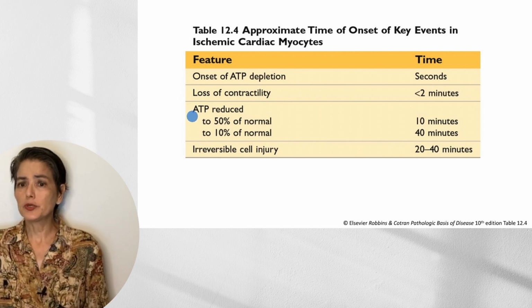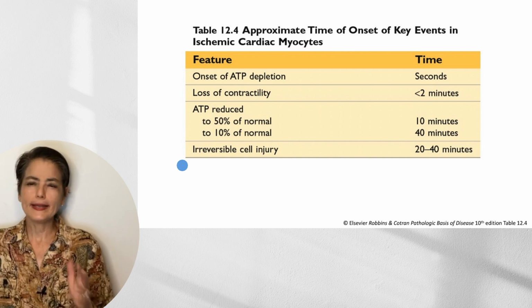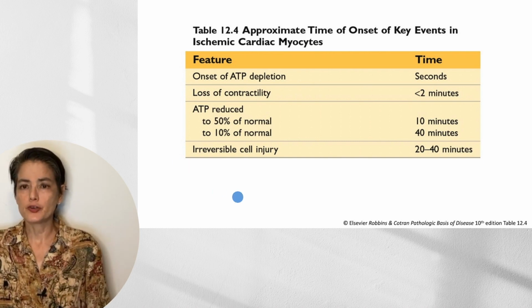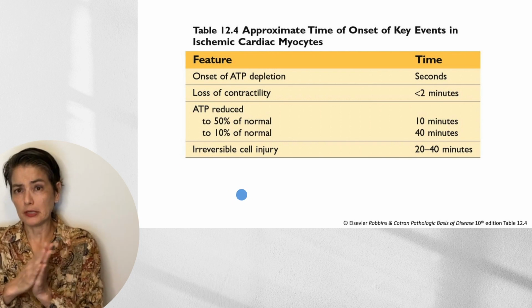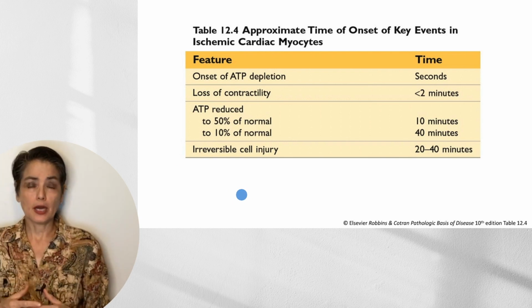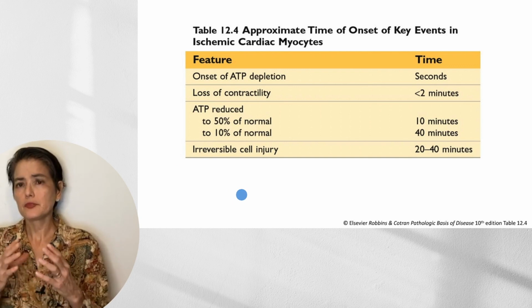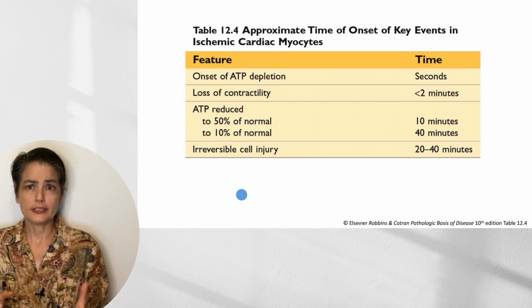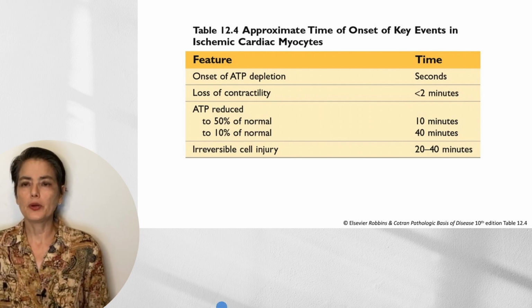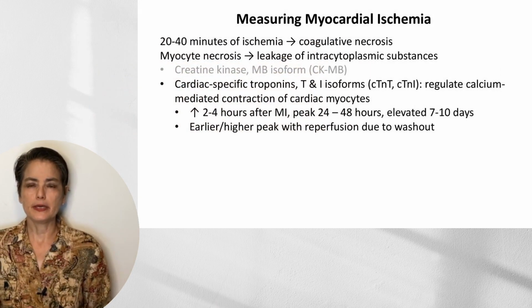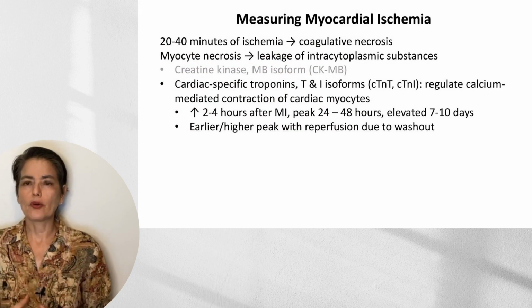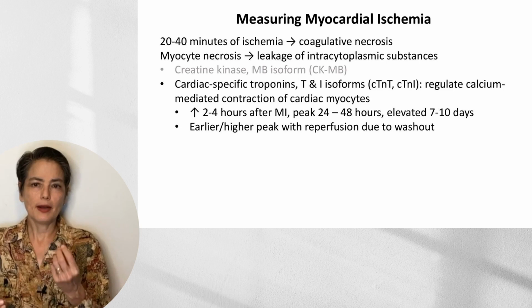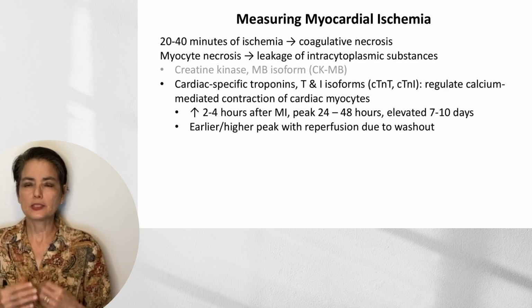Over time, we'll get continued reduction of our ATP, and at about 40 minutes, we're down to 10% of normal, and from 20 to 30 to 40 minutes, we get our irreversible cell injury. Irreversible cell injury is going to blend into necrosis. Now remember from the necrosis video that necrosis is characterized by disruption of the plasma membrane, which is going to allow the leakage of those intracytoplasmic proteins and contents out into the surrounding tissue and into the blood. And this is how we are going to diagnose myocardial ischemia. So as I said, at about 20 to 30 to 40 minutes of ischemia, we'll get our coagulative necrosis, myocyte necrosis, leakage of our substances, and that's what we're going to measure.